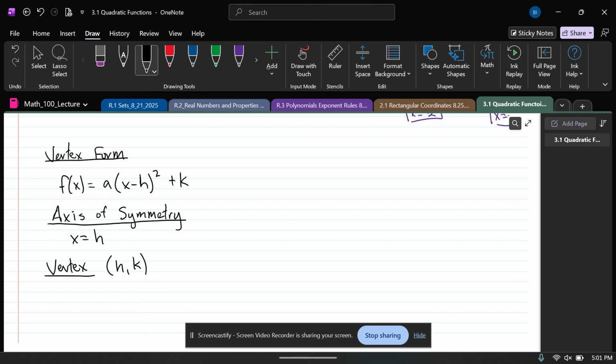Now, the rules about maximum or minimum are exactly the same. That a that's in front does the same thing. If a is less than 0, we have a maximum. If a is greater than 0, we have a minimum. So a does the same thing in vertex form as it did in standard form.